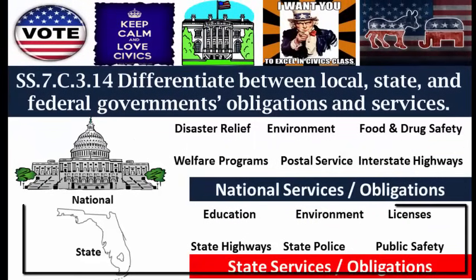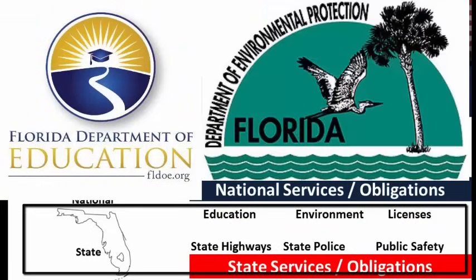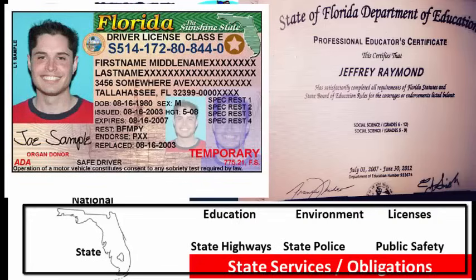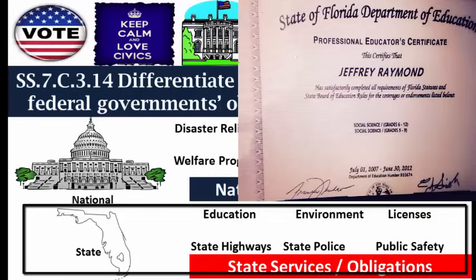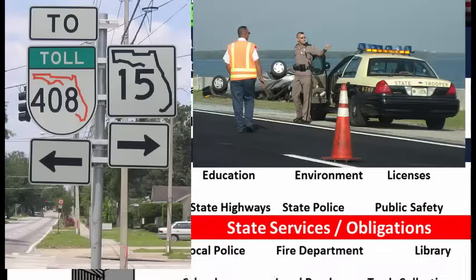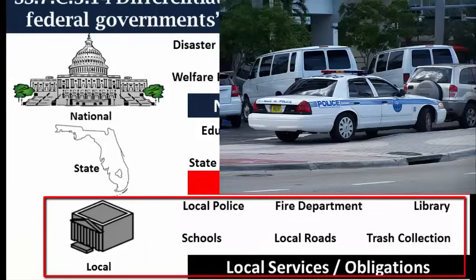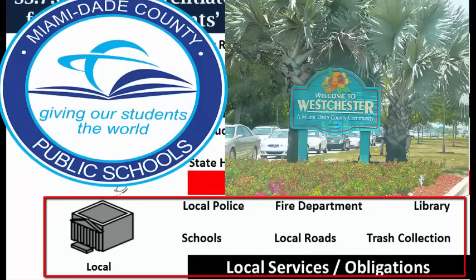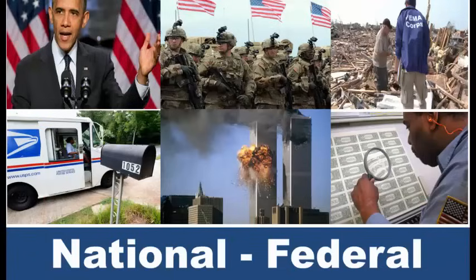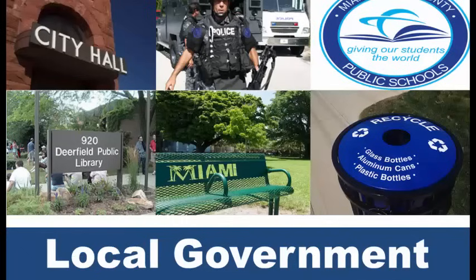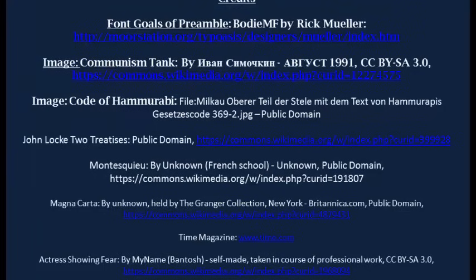For states, you want to think education programs, state environmental issues, driver's licenses, and licenses for businesses and certain professions like my Florida teacher's license, state highways, state police, and public safety programs. For local, it's local police, fire departments, libraries, schools, local roads, and trash collection. Here's a look at those national programs and state programs and local programs.